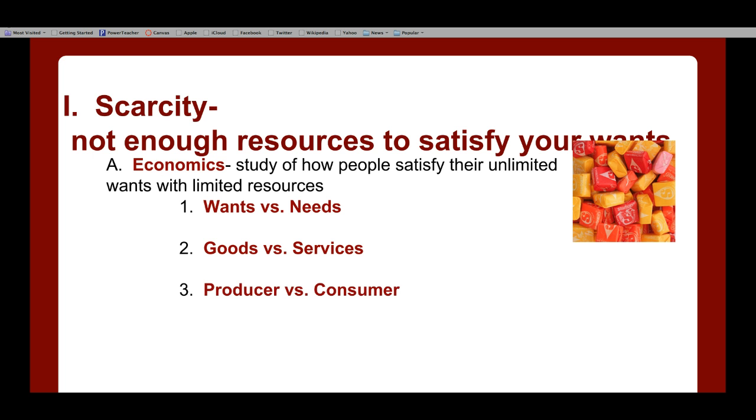We did not talk about yesterday the producer versus consumer, but I put it up there because I want to make sure we're all on the same page. I'm sure we are. Difference between a producer and a consumer. Producers provide a product and consumers buy it or use it. And when I say product, that's including goods and services.